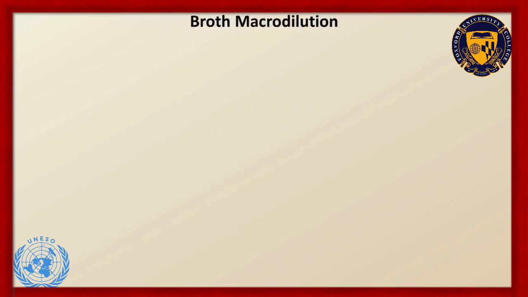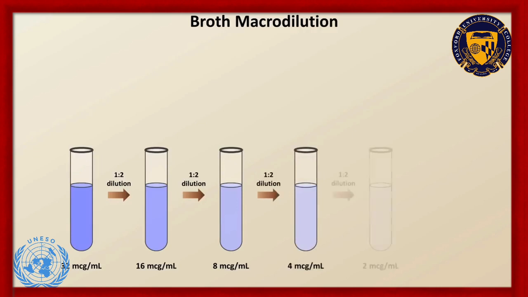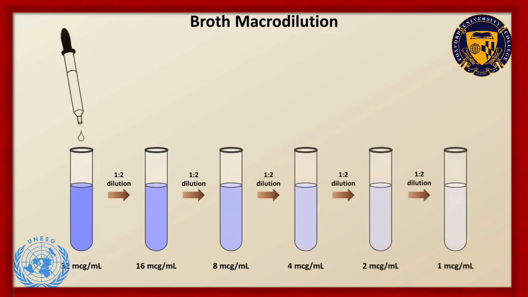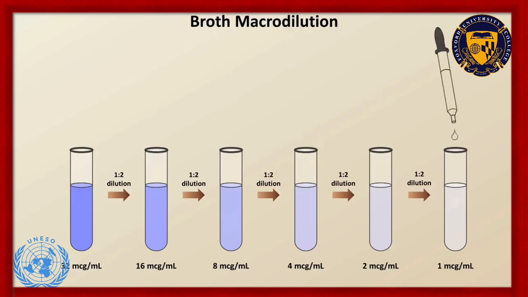The oldest of these traditional methods is broth macrodilution. The lab technician starts with a nutrient-rich solution of a known concentration of an antibiotic, typically 32 micrograms per milliliter. The technician then makes a 1 to 2 dilution, resulting in a second solution of 16 micrograms per milliliter. The process is then repeated several more times. A known quantity of suspended bacteria are then added to each solution. The tubes are then incubated for about 24 hours.